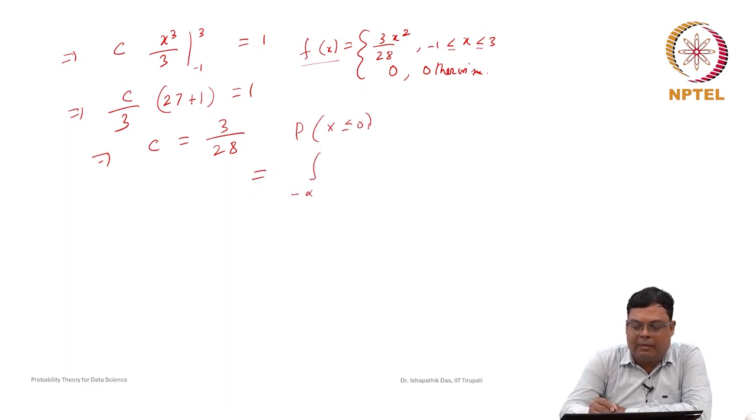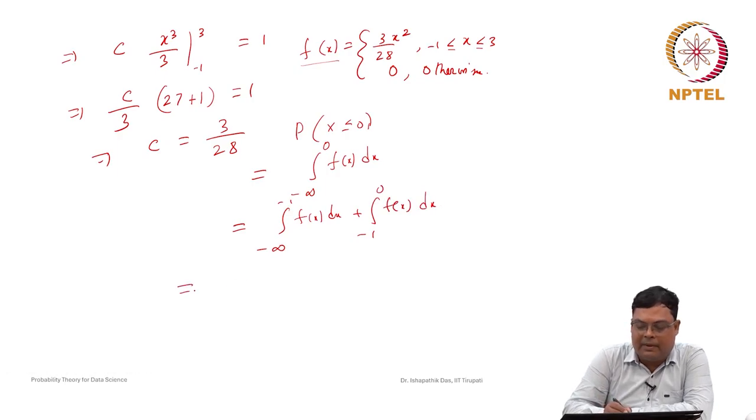So this will be nothing but the integration from minus infinity to 0 of f(x) dx, since for x less than or equal to 0 there is no lower bound given, so we consider it greater than minus infinity. Now this density function is non-zero only when x is greater than minus 1, so we will break this interval: minus infinity to minus 1 of f(x) dx plus minus 1 to 0 of f(x) dx. Because f(x) is 0 in the first interval, that will be 0, plus the integral from minus 1 to 0 of 3 by 28 x square dx.